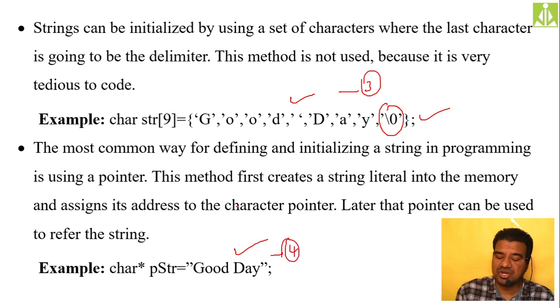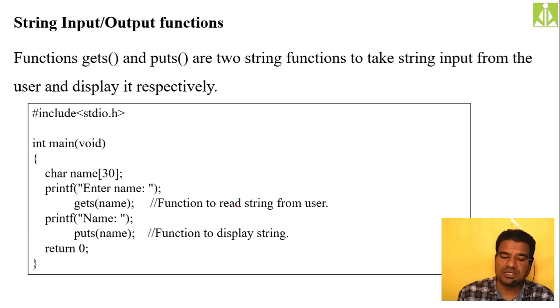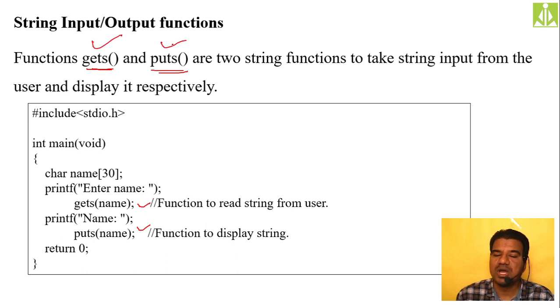See, if you make a character array a string, you can use this %s, and you can use the gets and puts functions. Gets and puts are two string functions. Gets is used to input a string and puts is used to output a string.